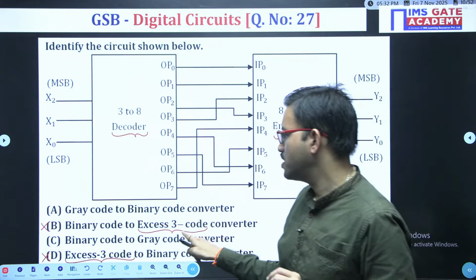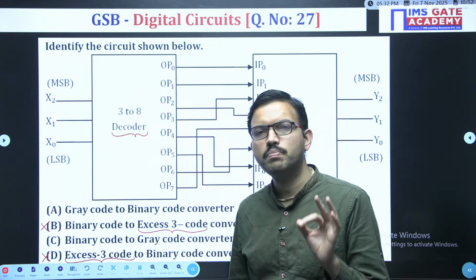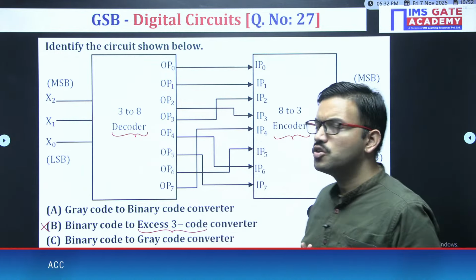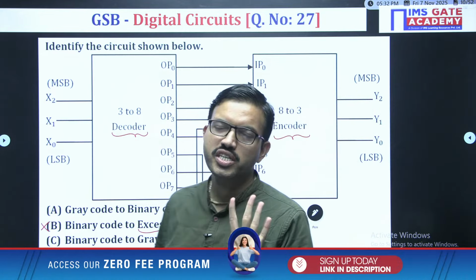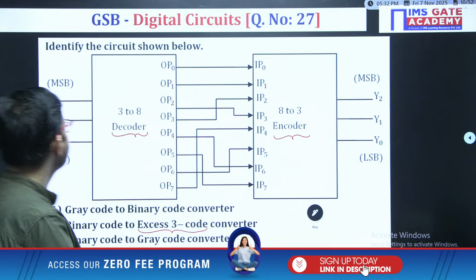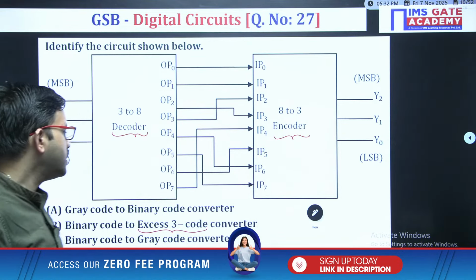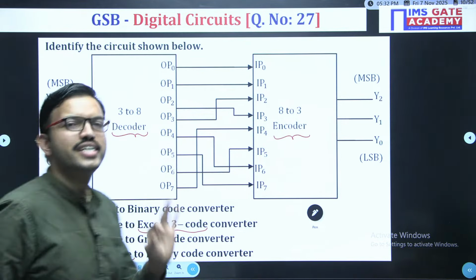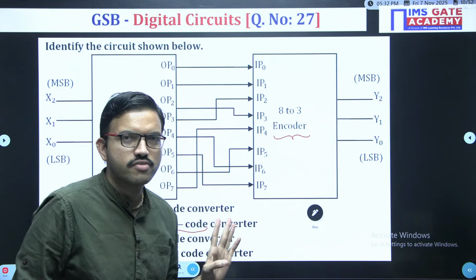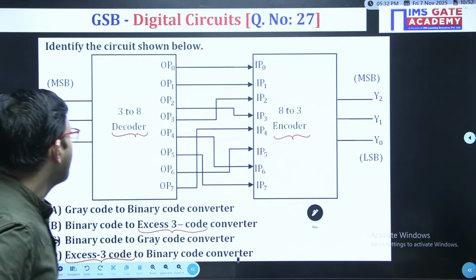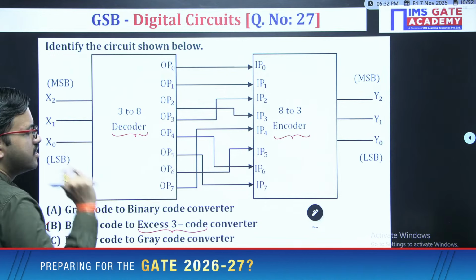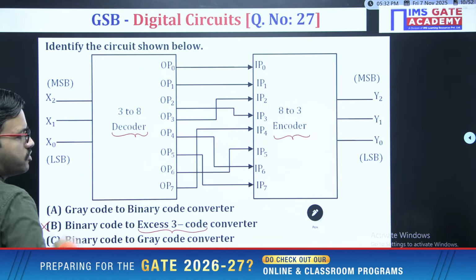Because XS3 code is nothing but BCD code plus 3. So in the XS3 code, just like in the BCD code, you require 4 bits. Since you don't have 4 input lines, similarly, you don't have 4 output lines. That is the reason we have to eliminate these 2 choices straight away, without any doubt, without any hesitation. Now 2 choices are left over: gray to binary and binary to gray.